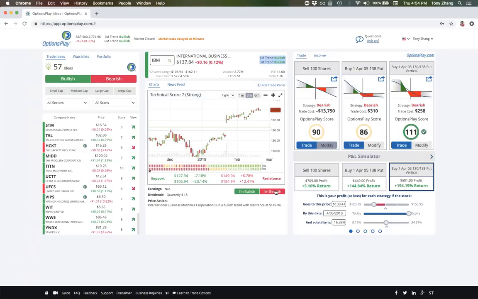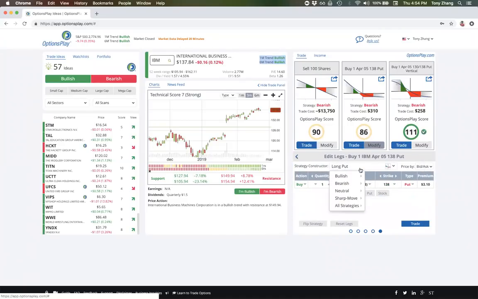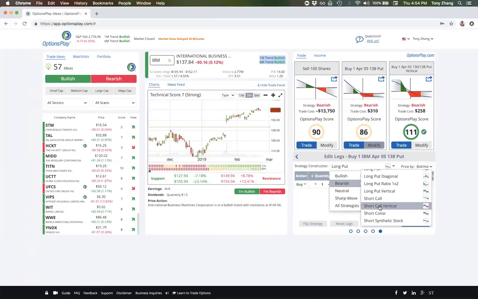So we'll start off by clicking on I'm bearish for IBM because we want to look at some bearish strategies. And what I want to do is put a credit spread next to a debit spread and show you the difference. So we'll modify buying a put to selling a call credit spread.